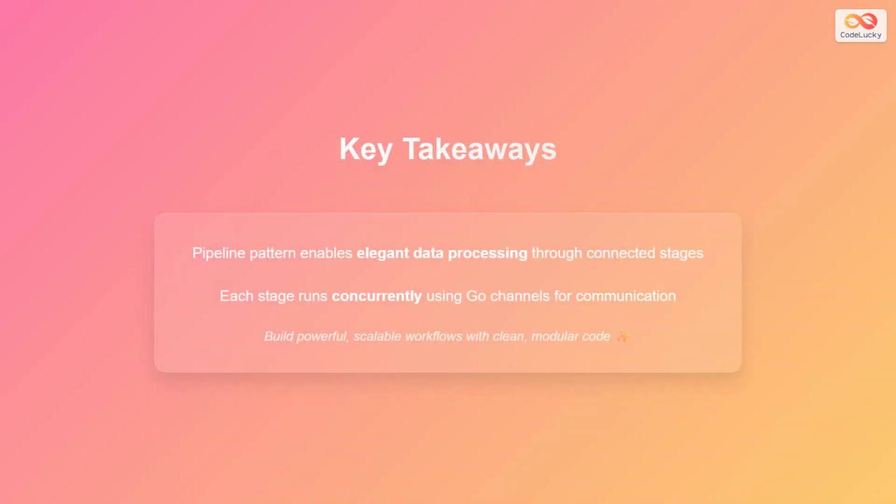In summary, the pipeline pattern enables elegant data processing through connected stages. Each stage runs concurrently using Go channels for communication. By using this pattern, you can build powerful, scalable workflows with clean modular code.